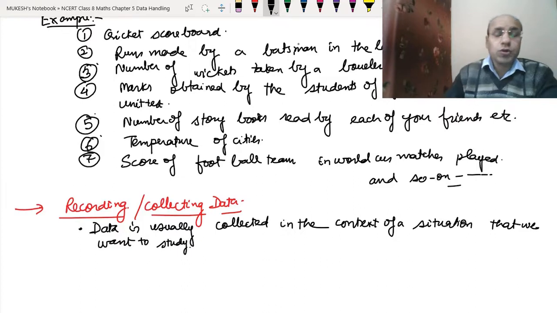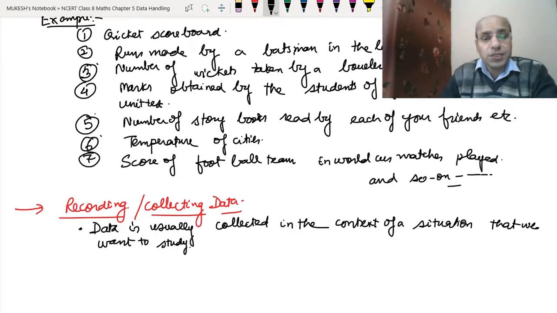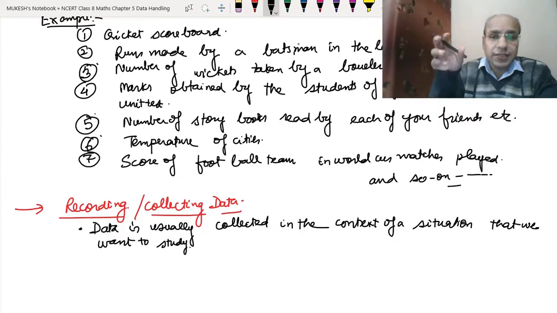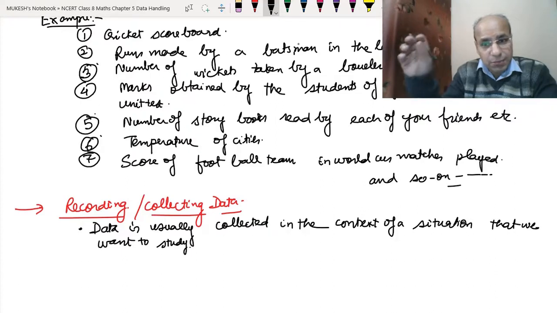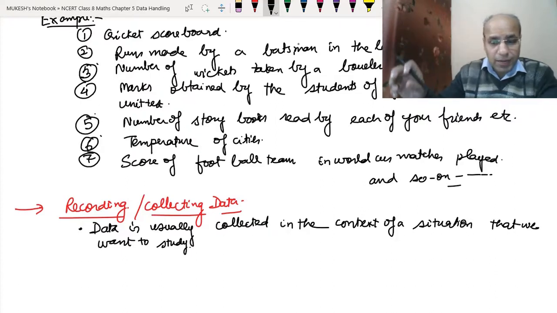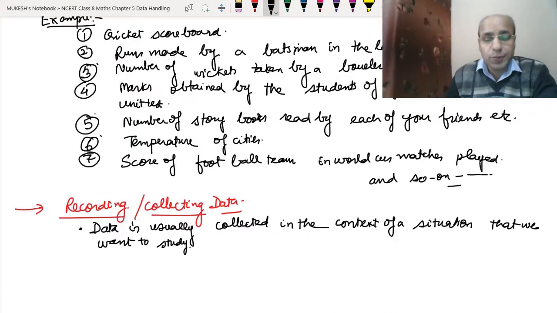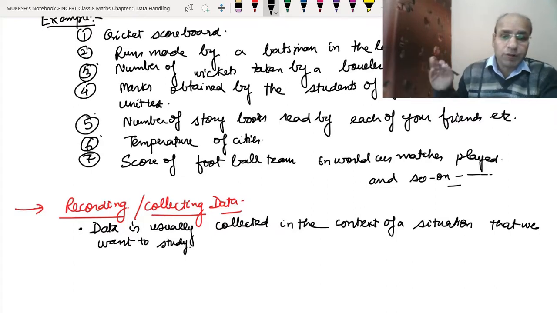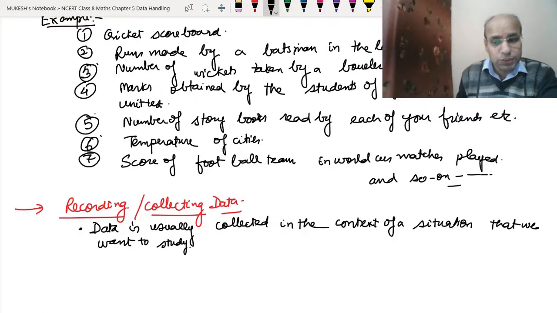Suppose we want to study the performance of the class in all the subjects, so what will we do? We will collect the marks of every student in all the subjects and then total them, and by totaling we can compare the performance of each student in the class. So that is the context for which we are collecting the data.